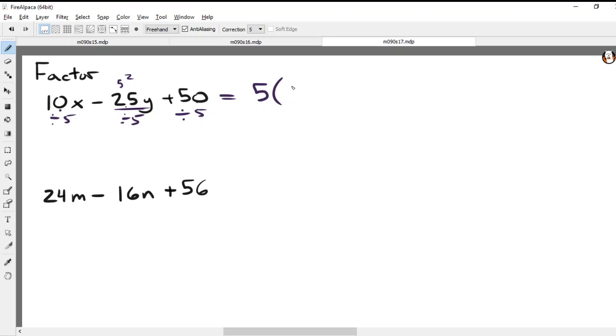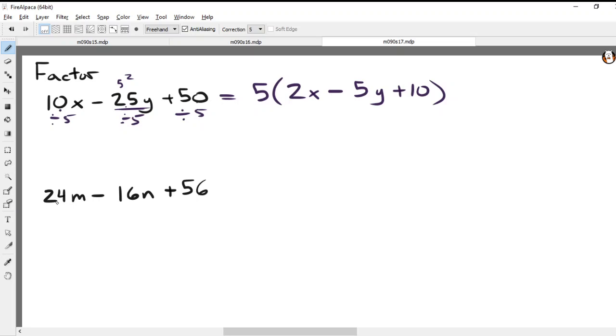10 divided by 5, 2x minus 5y plus 10. And since these don't have any other common factors, like 2 doesn't go into 5, we're done. We've pulled our greatest common factor out of this expression.